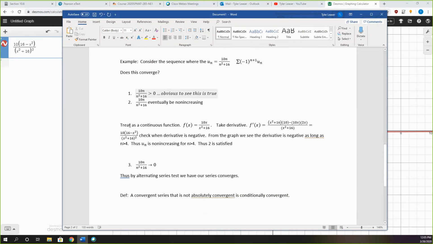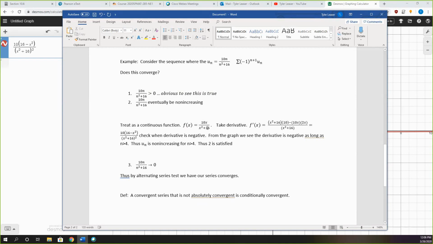The easy way to do it is to treat your sequence as a continuous function. And remember, we're allowed to do that back from section 1. So we're going to create a function f of x to just be 10x over x squared plus 16. Now, if you ever want to see if a function is decreasing, you just want to take the derivative and see when the derivative is negative.